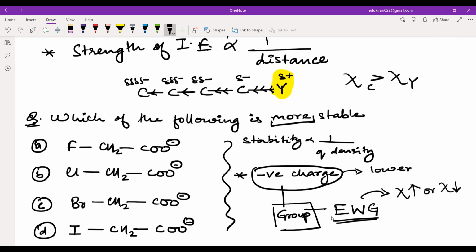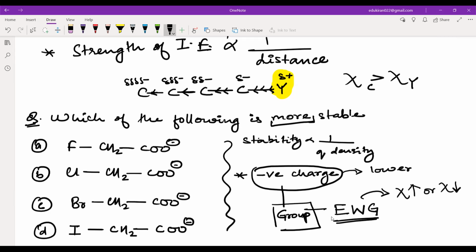What is electronegativity? Do you know the definition of electronegativity? Not the definition, do you understand electronegativity? You can just tell me yes or no. Can you explain electronegativity? It is a tendency of atoms or functional groups to attract electrons towards itself.